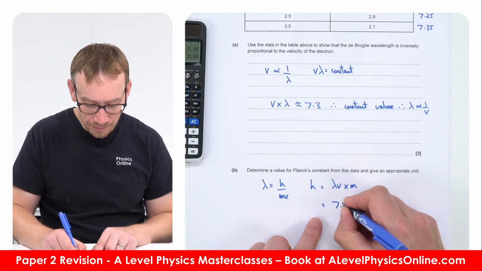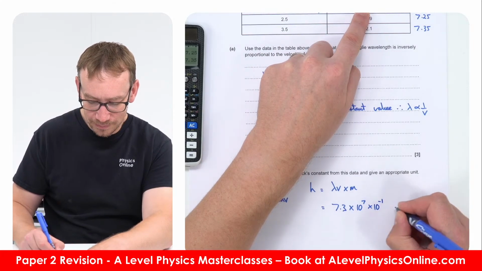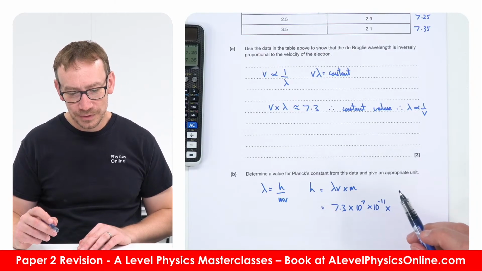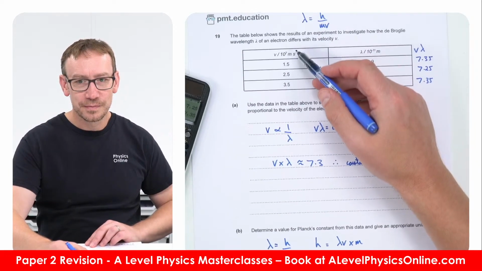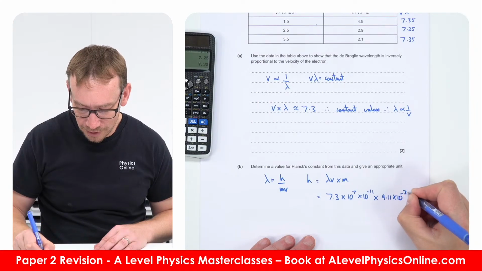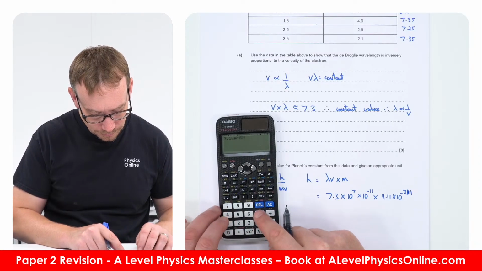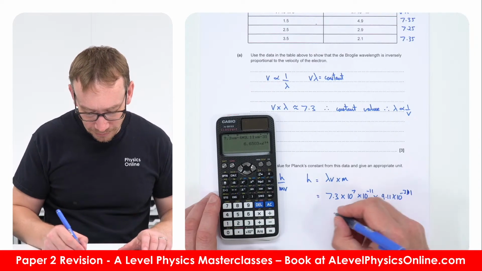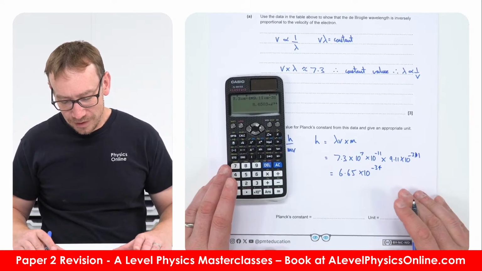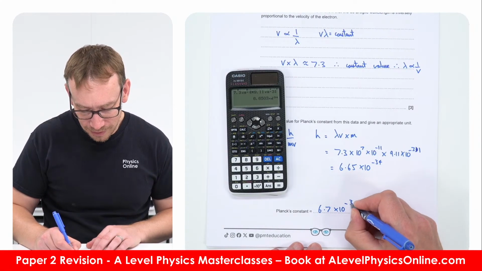So that's equal then to 7.3, times 10 to the 7 times 10 to the minus 11, which is really 10 to the minus 4. We're going to multiply that by the mass of an electron, because it's an electron in the question, and therefore that mass is going to be 9.11 times 10 to the minus 31. So this gives me an answer equal to 6.65 times 10 to the minus 34. So I'm going to say that's about 6.7 times 10 to the minus 34.